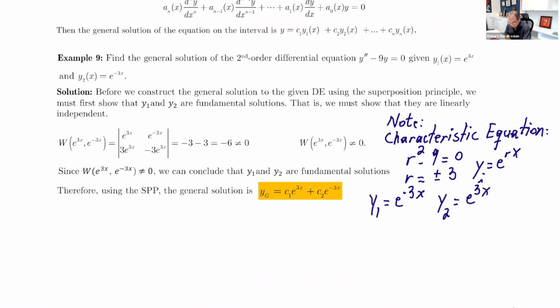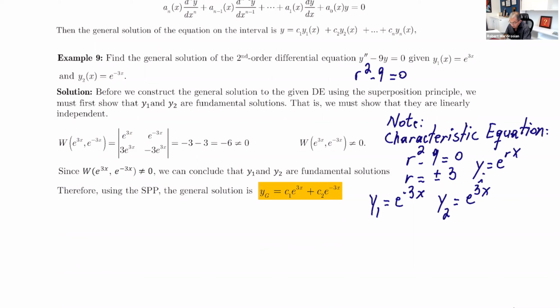This is a simple, good example to understand how to solve it. If you have y double prime minus 9y equals 0. Here the solutions are given, but let me tell you how we can find them. For an equation like that, you can write the characteristic equation, which is r squared minus 9. For the double prime, you put r squared, minus 9 for y, and you put that equal to 0. You solve that equation, and I did that for you, and get plus or minus 3.